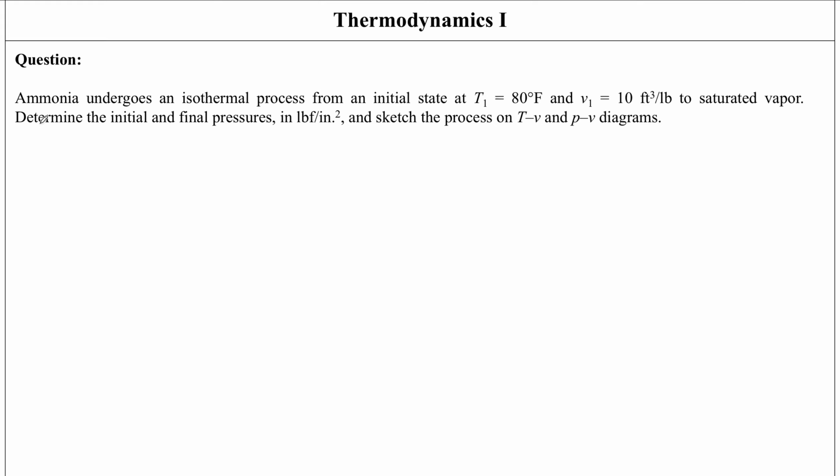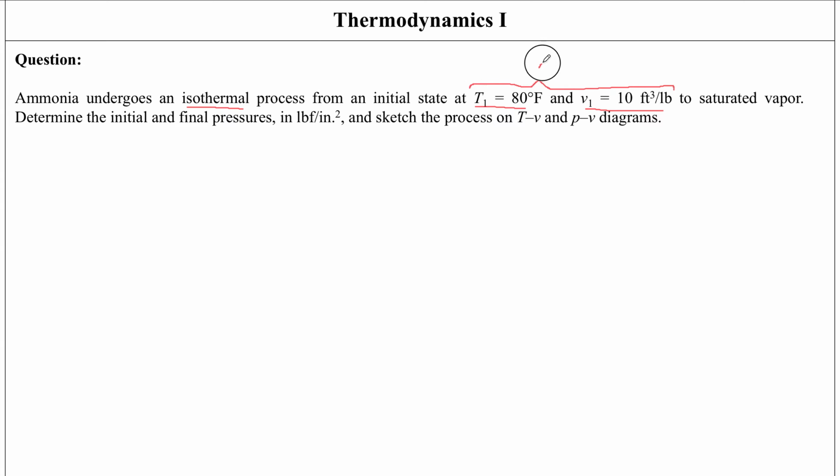is given to us. So you've got ammonia that is undergoing an isothermal process, which means that the temperature remains constant. The initial state, so state 1 has a temperature of 84 Fahrenheit, and you've got a specific volume at state 1 of 10 feet cube per pound. And this is the data at your state 1.